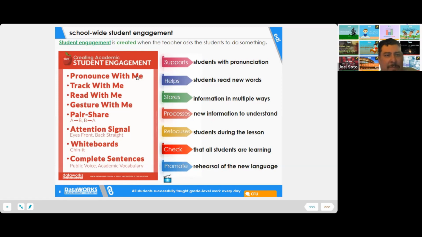If I have an EL in my class, I know what he's thinking. Today, I'm going to help my mom at the post office, right? It's like, okay, that doesn't make any sense. So we're big on pronounce with me.